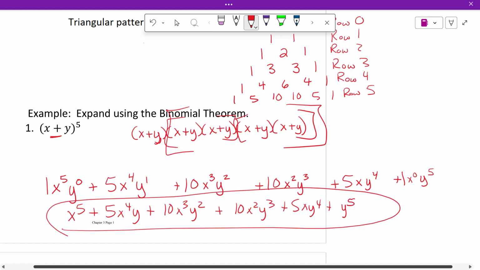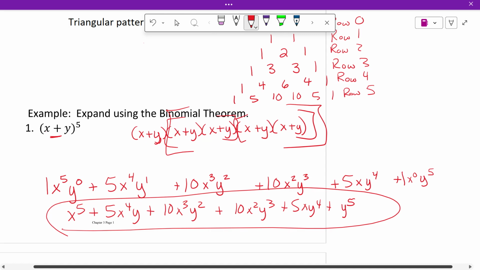So if you multiply this times itself 5 times, which would be horrendous. Trying to keep all of that straight would be horrendous. The binomial theorem saves us oodles and oodles of time. Okay? Oodles. There we go. Okay? So that's how it works basically. That's the basics of how it works.